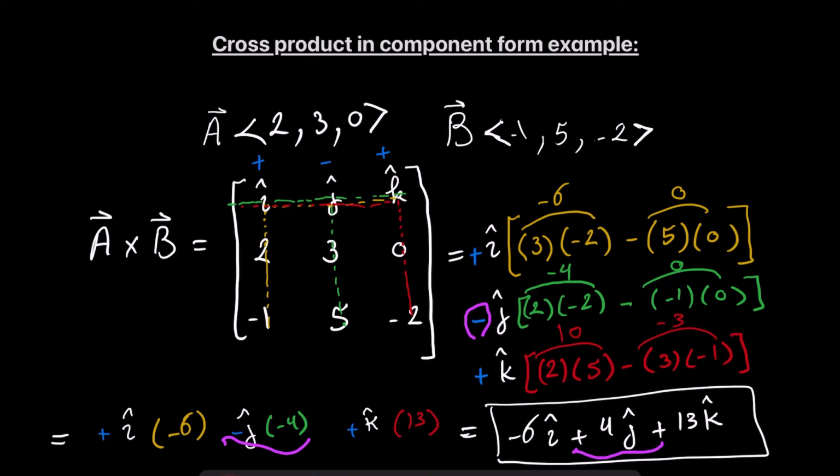And then for the k hat component, plus k hat, we got 2 times 5, 10. 3 times -1, -3. 10 minus -3, that's positive 13. And that is going to be our third component.